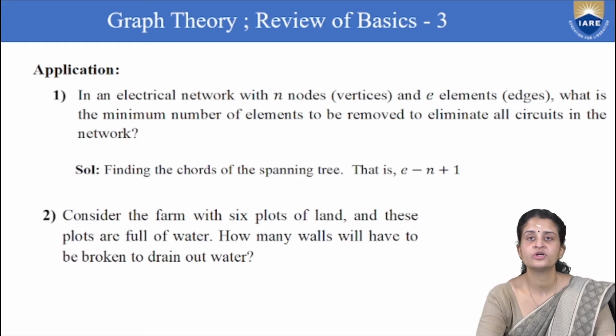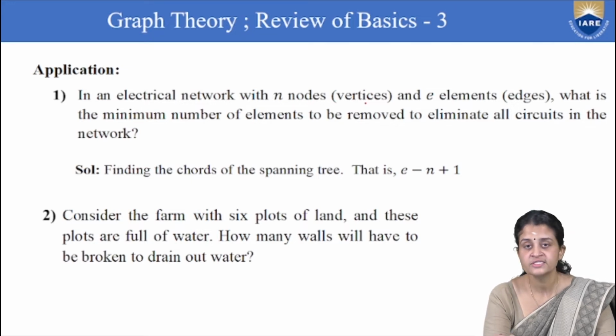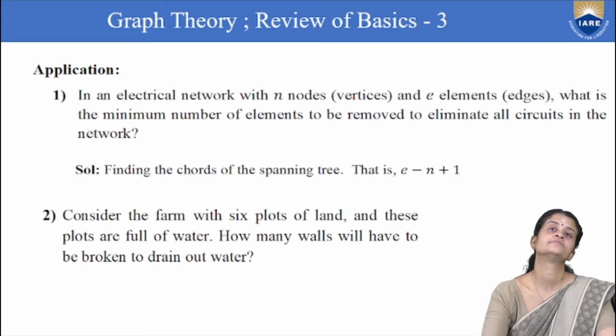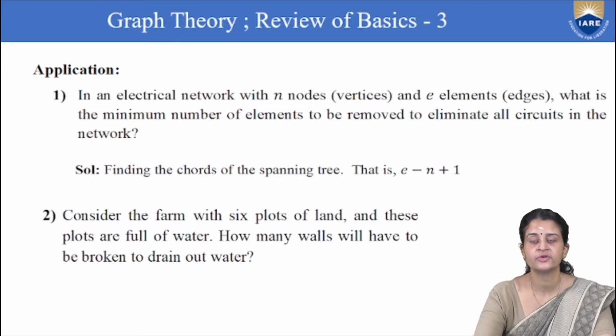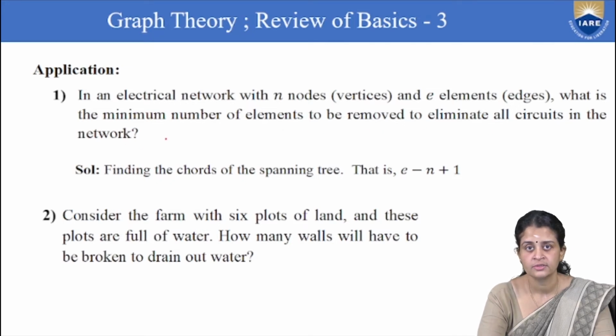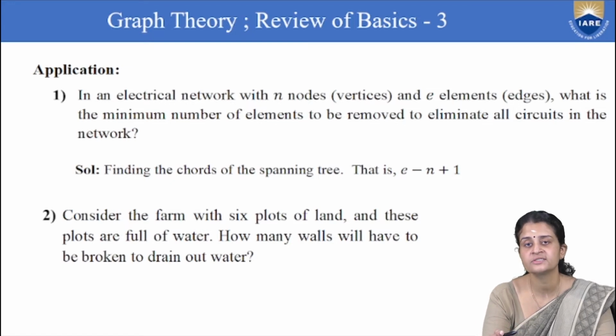So, consider a particular case. In an electrical network with n nodes, that means n vertices, and e elements, edges, what is the minimum number of elements to be removed to eliminate all the circuits in the network? That means, what is the minimum number of edges that has to be removed to eliminate all the circuits.